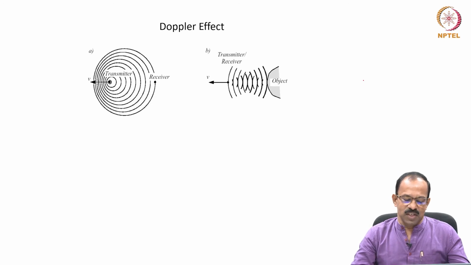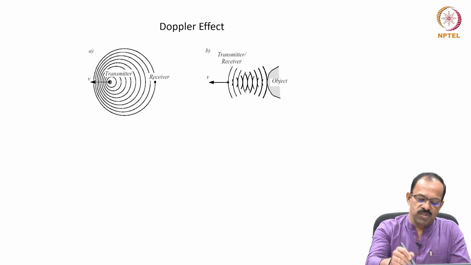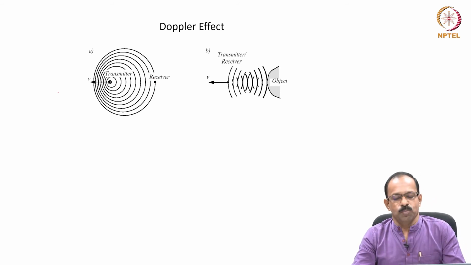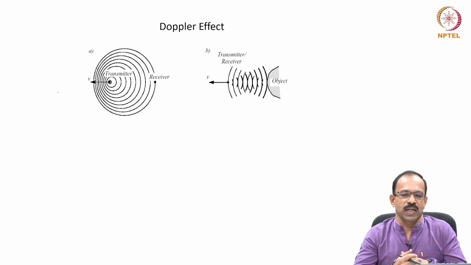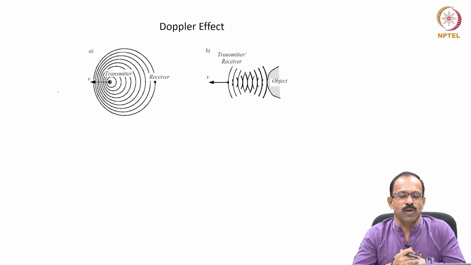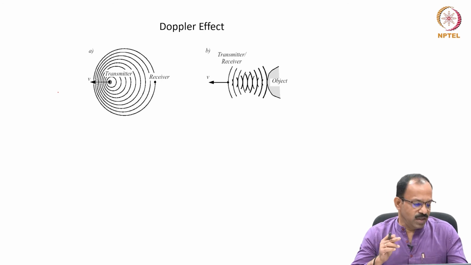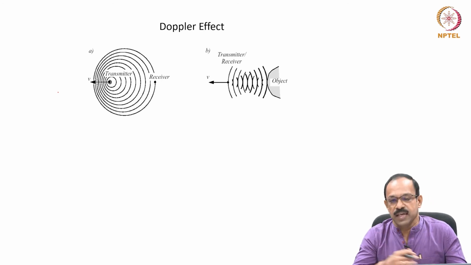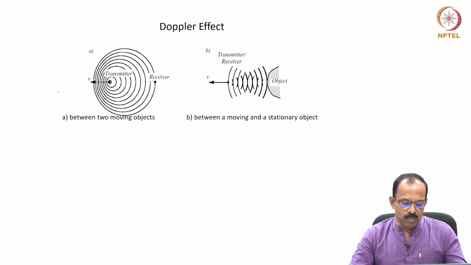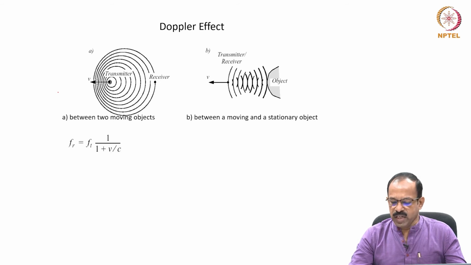As I mentioned, you have a transmitter and a receiver. Either the transmitter can be moving or the receiver can be moving, or both can have a relative velocity. Depending on which one is moving, the relative speed can be calculated between transmitter and receiver. So, you can have this between two moving objects or between a moving and a stationary object.